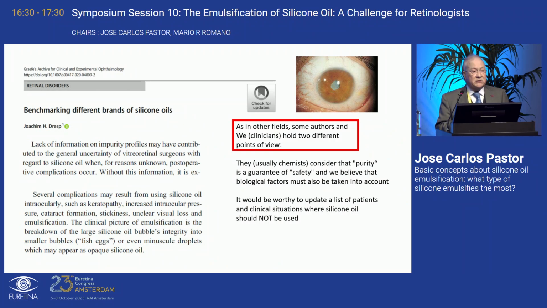And finally, there are like two schools. One is the school led by the chemists, and they try to say that by reducing the number of contaminants and reducing the number of low molecular weight components in the silicone oil, you reduce the emulsification. It can be true, I don't know. But my point of view as a clinician is completely different. I think emulsification at the end of the story is a biological problem, and a biological problem should probably be related with the patient condition. So I invite you to create a list of patient and clinical situations in which the use of silicone oil cannot be recommended, because it may probably stimulate a lot of emulsification.